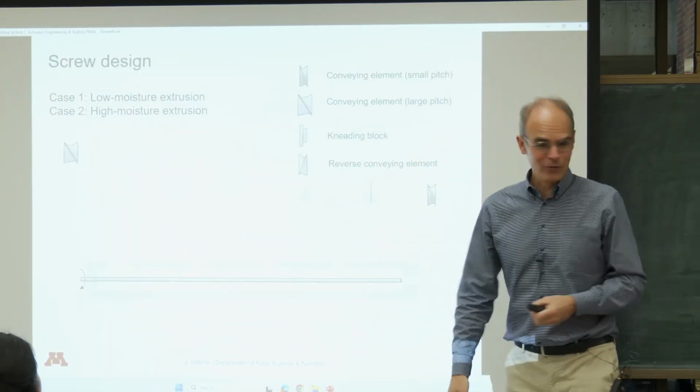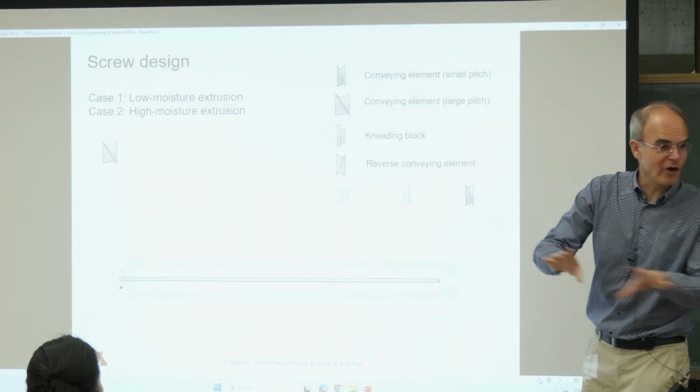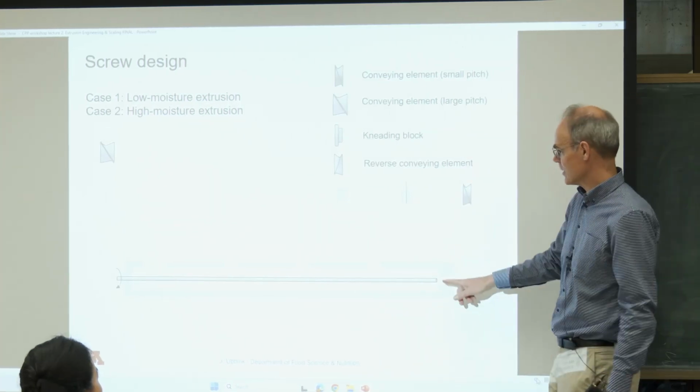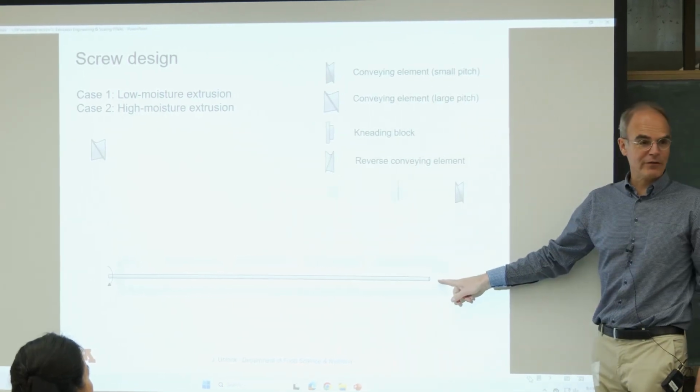So let's build a screw together, and I have to see if I can do that on the PC. I usually do that on the Mac. So we have here a barrel, as far as I could design it in PowerPoint, with a shaft. All these elements are mounted on the shaft. Here we have the feed opening. This is the rotation direction, and this is twin screw. You design one screw, but the other screw is really the same. Then we have some ports that we can use, and here we have the die.